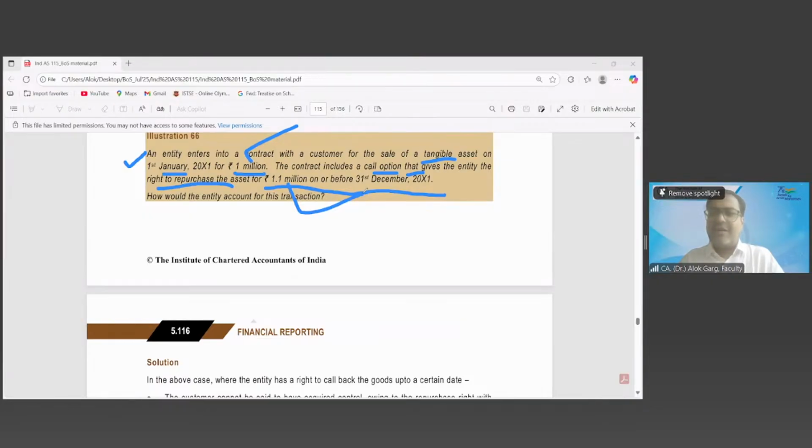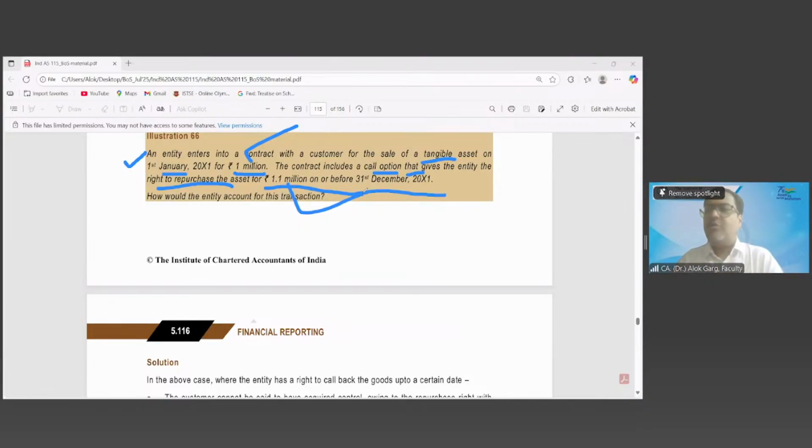So what kind of contract is this? A financing transaction. Me as an entity, I have collected 10 lakh rupees. I have handed over my goods, my tangible asset, to the customer. After 1 year, I will go to the customer, pay 11 lakh rupees and get back my asset. It means I have received a loan of 10 lakh rupees and I have given my asset as a mortgage for 1 year. I will pay 11 lakh rupees and release my asset. So this will be a financing transaction.